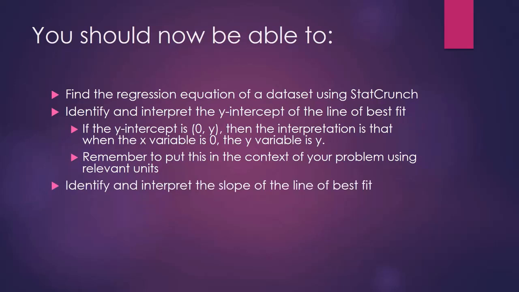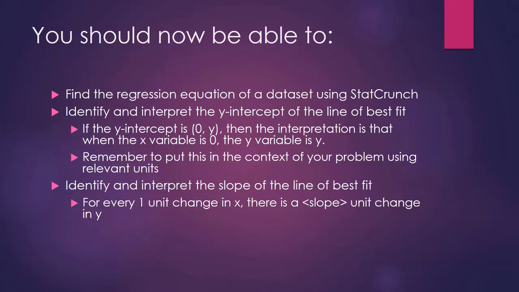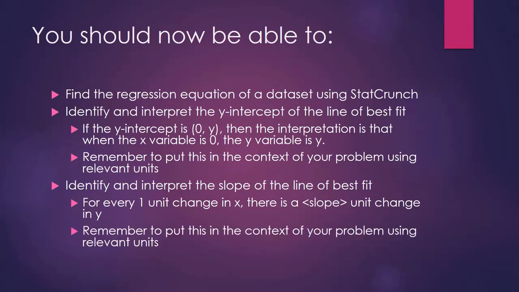You should also be able to identify and interpret the slope of the line of best fit. The formulaic way to express or interpret the slope is to say that for every 1 unit change in x, there is a, whatever your slope is, unit change in y. Again, just writing this answer and inserting your slope is not sufficient. You have to put this into the context of your problem using the relevant units.